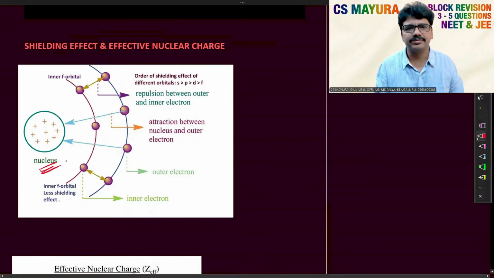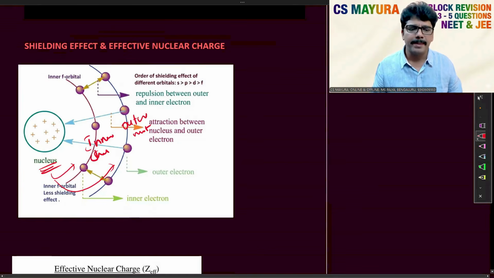This is our nucleus. Here, these are inner shells, any inner shells, and this is the outermost shell. Now, the nucleus is trying to attract the inner shell electrons and the outermost shell electrons also. When the nucleus is trying to attract the outermost electrons, the inner electrons are shielding the outer electrons. They are hiding the outermost electrons, so they are not allowing the nucleus to attract the outermost electrons.